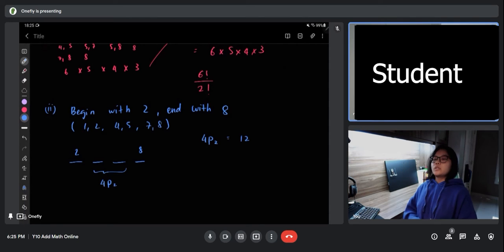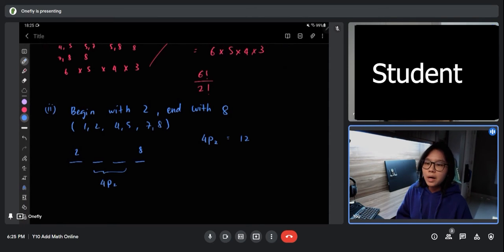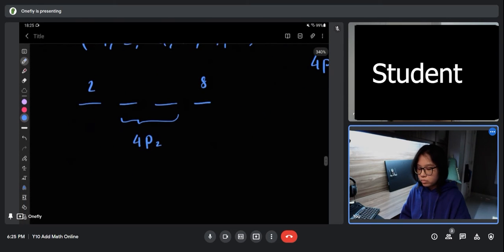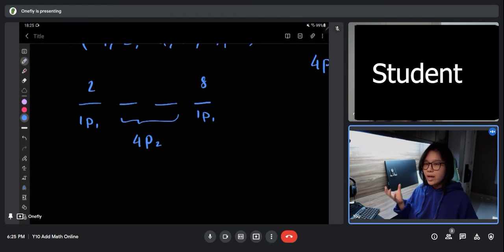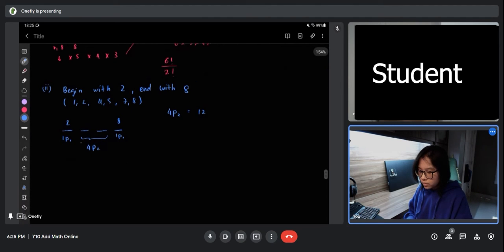4P2 is 12. If you want to understand it even further, you should know this is 1P1 and 1P1. Meaning you fix 2 as the beginning, so your only option is 2, and you arrange it as 2. Your n and r are both equal to 1. Same goes for the 8. Okay, good. Multiply. Let's move on.